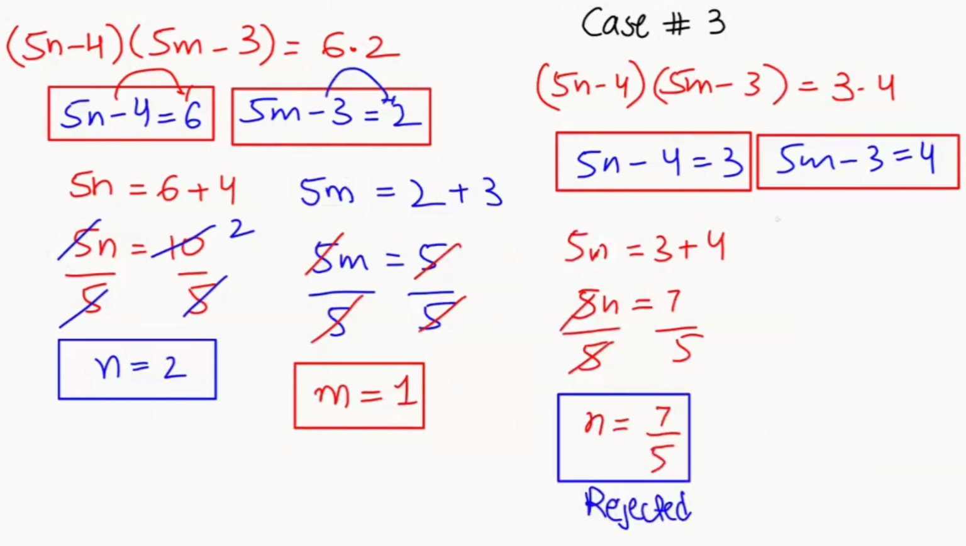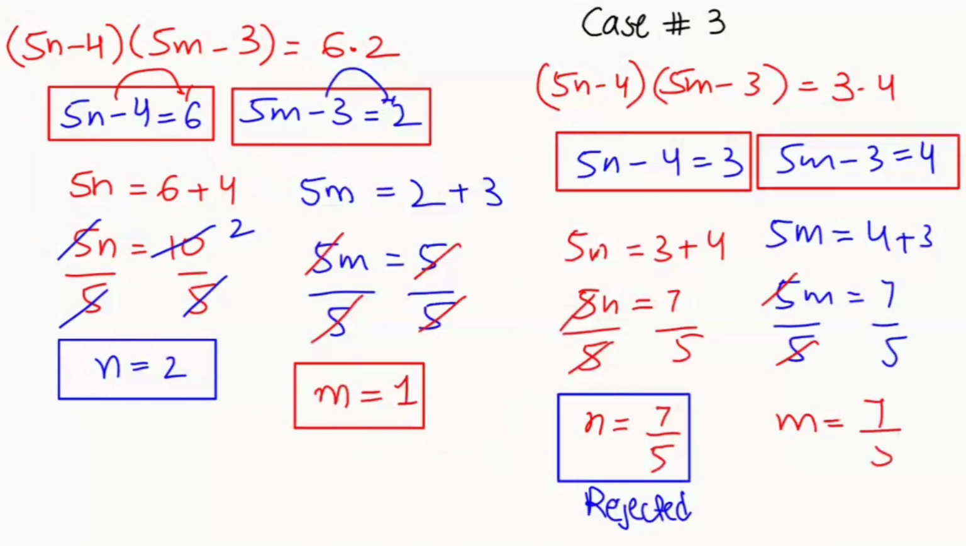Now this I'm going to solve for m. 4 plus 3, 5m is equal to 7. Now 5 is dividing. Here this and this get cancelled. m is equal to 7 over 5. Again, we get a non-integer value of m. So this case is also going to be rejected.